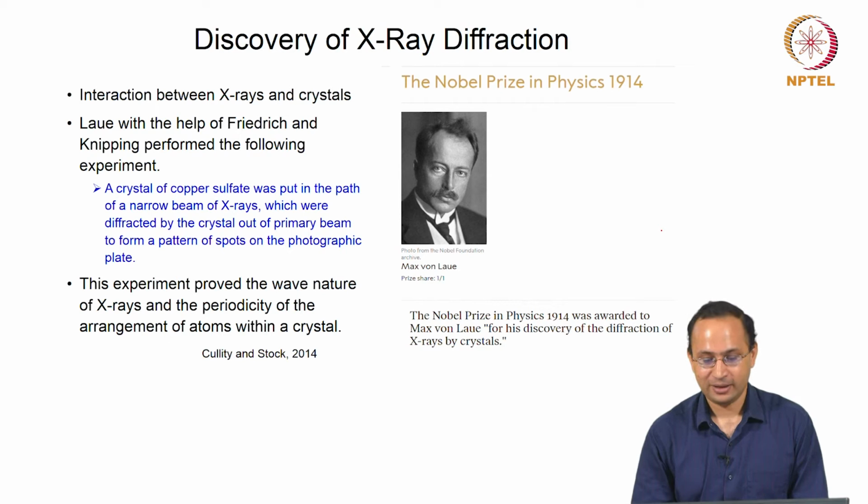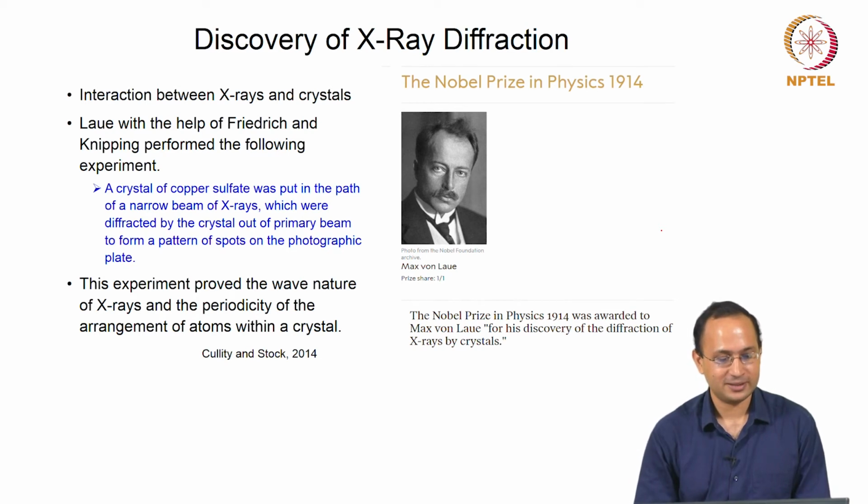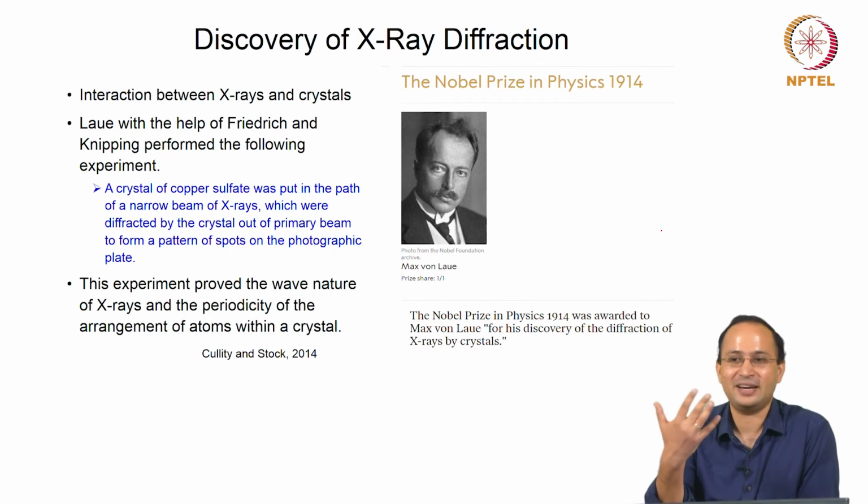So, Max von Laue was the first one. What did he do? Laue, with the help of his experimentalist friends Friedrich and Knipping, performed the following experiment. A crystal of copper sulphate was put in the path of a narrow beam of X-rays. Before that, X-rays were known, discovered in 1894. The X-rays were diffracted by the crystal out of the primary beam to form a pattern of spots on a photographic plate.